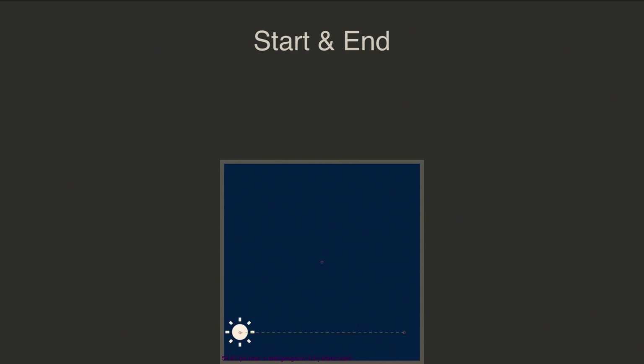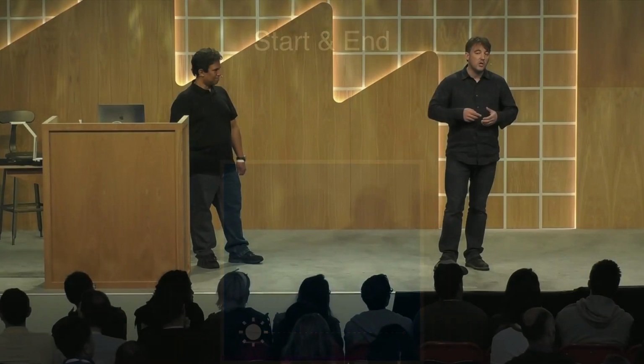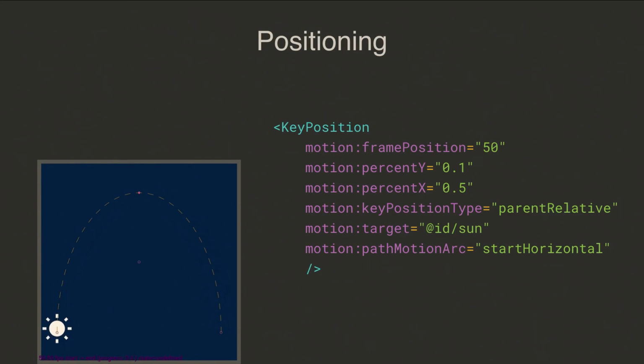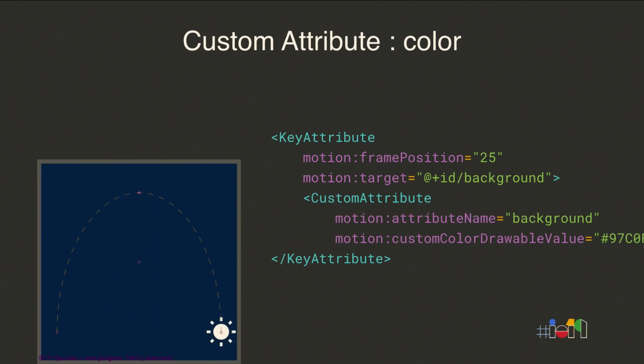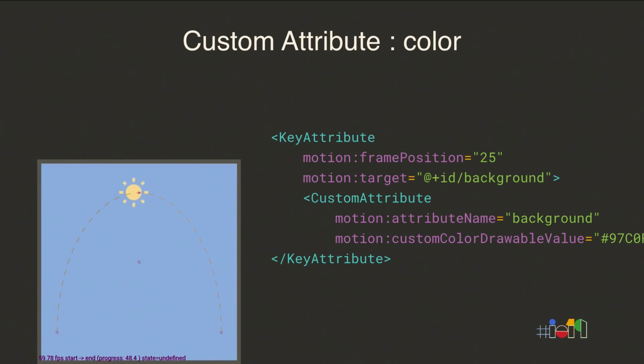It's not just enough to define those two states, because often you want to do a transition that is not linear. So here, I just want to add, for example, an arc motion, right? And I can simply do that by adding a key position, like a keyframe, that's going to control the position at the middle of the animation. In a similar way, often you want to do more than just positioning. You want to change other types of attributes, like here the color. And we can do that as well. So that's where motion layout goes much beyond the pure layout capabilities. We can change and interpolate across a lot of attributes.